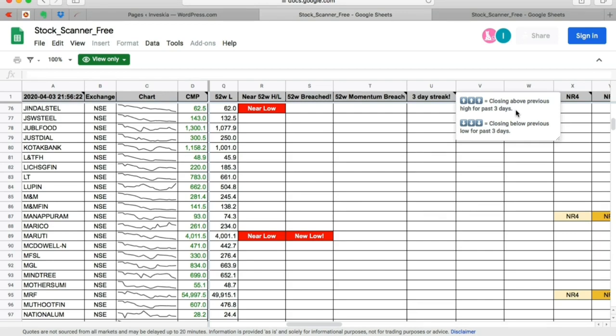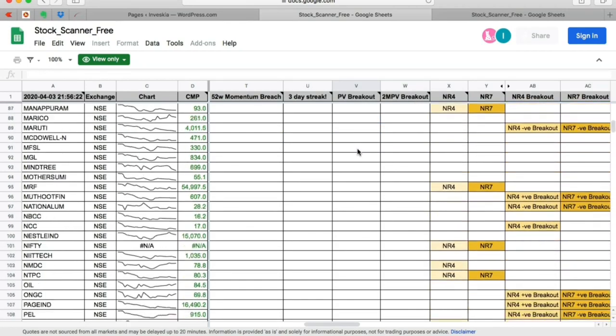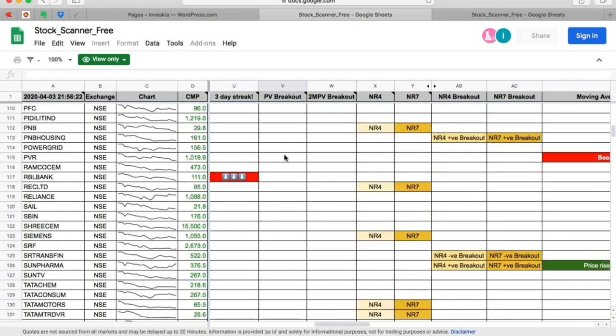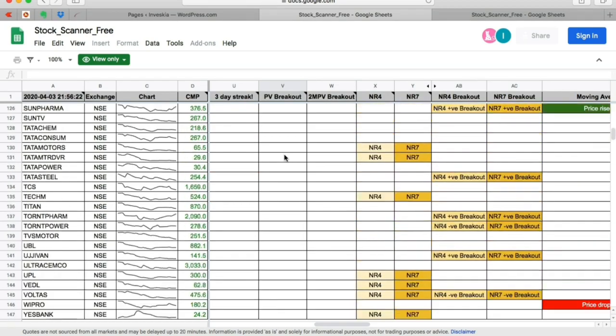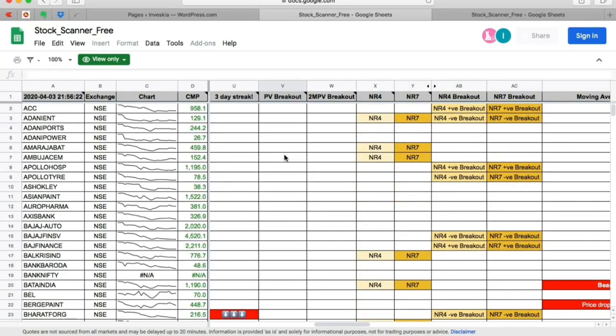Then only it will fall in this category. Now another indicator is PV breakout. It's a very interesting indicator. You will rarely find it. You can see there are no PV breakouts over here. You will rarely find it, but when you find it, it's a miracle, something like that.